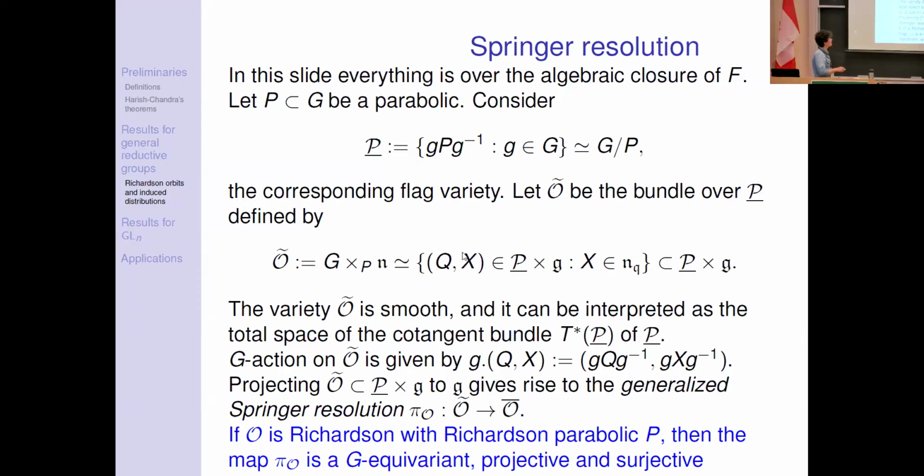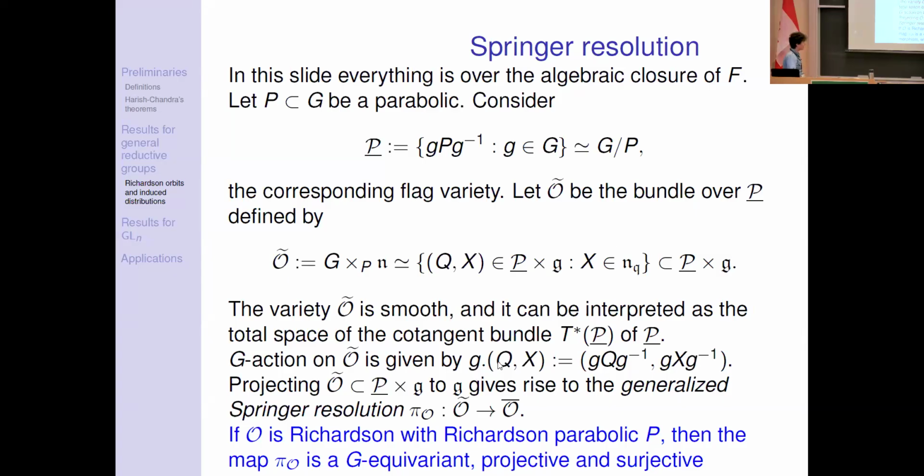So one starts with the flag variety associated to the parabolic. At the moment our group is arbitrary, maybe let's say p-adic just because that's my comfort zone. You consider the flag variety associated to its Richardson parabolic. And then this is the generalized Springer resolution that lives there. Yes, I should have said that. This variety can be interpreted as the cotangent bundle of the flag variety, and that's what really enables the calculation.